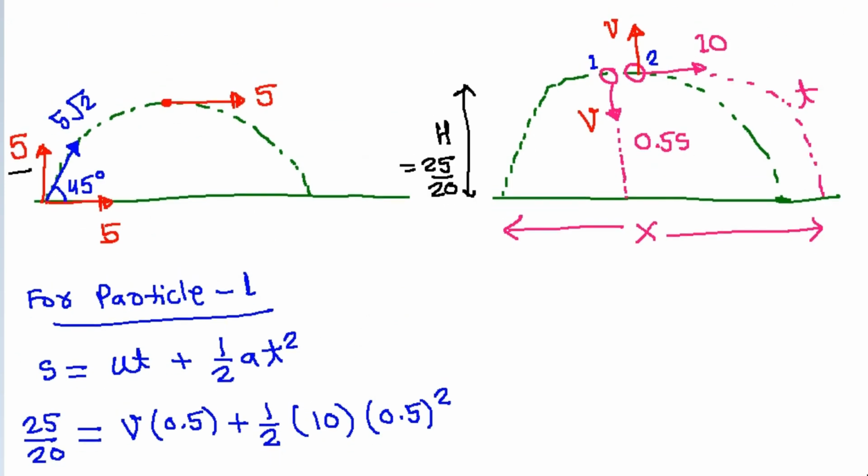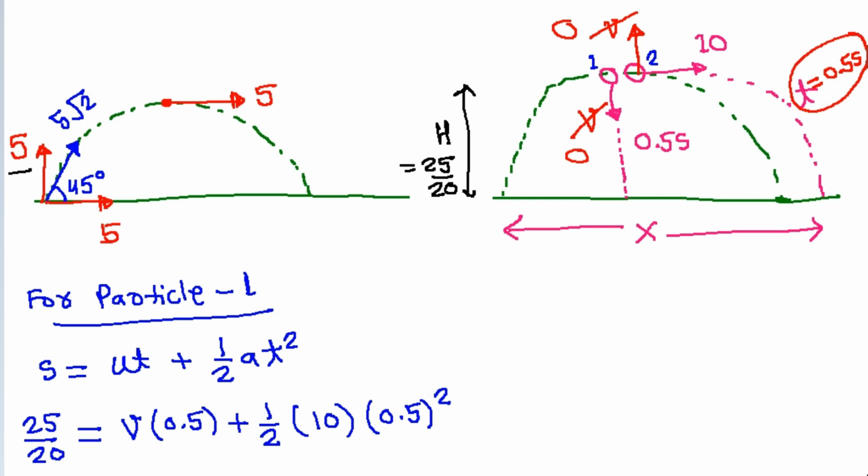So this speed is 0. So this speed is also 0. So the velocity in y direction of particle 1 and 2 are equal, that is 0. So time also must be equal. So we get t is equal to also 0.5 second.